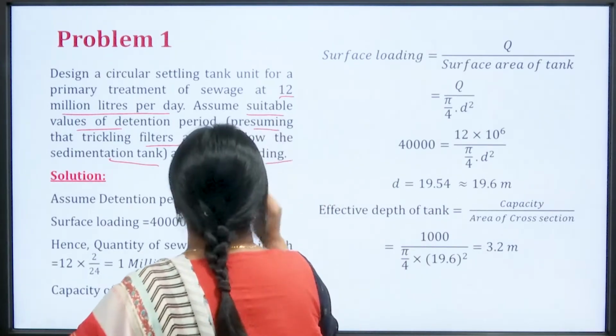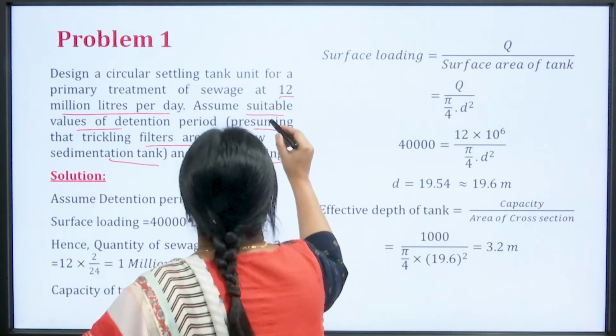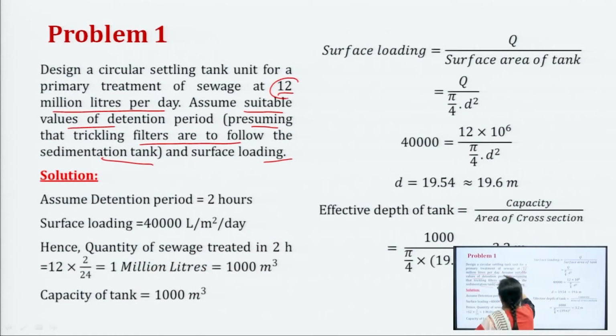So, what you are supposed to do? You are simply given this value of 12 million liters per day, and you are supposed to design a settling tank. You are supposed to assume detention period and surface loading. Okay. So, let us start our problem with an assumption. Detention period you can assume for 1 to 2 hours.